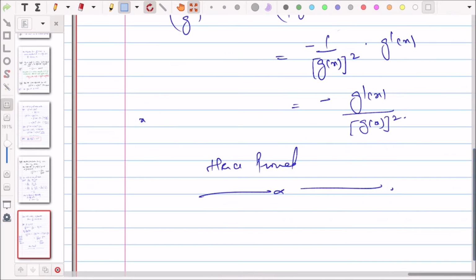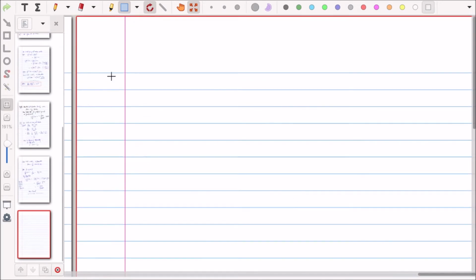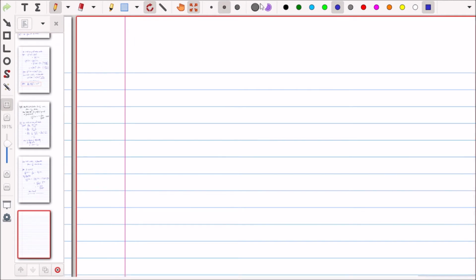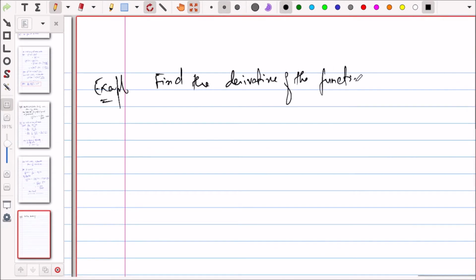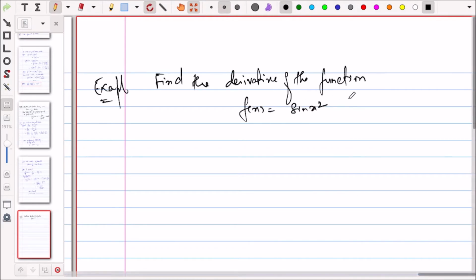चलो कर ही लेते हैं क्वेश्चन। Example: find the derivative of the function f x equal to sin x square for all x. तो क्या करोगे इसके लिए?